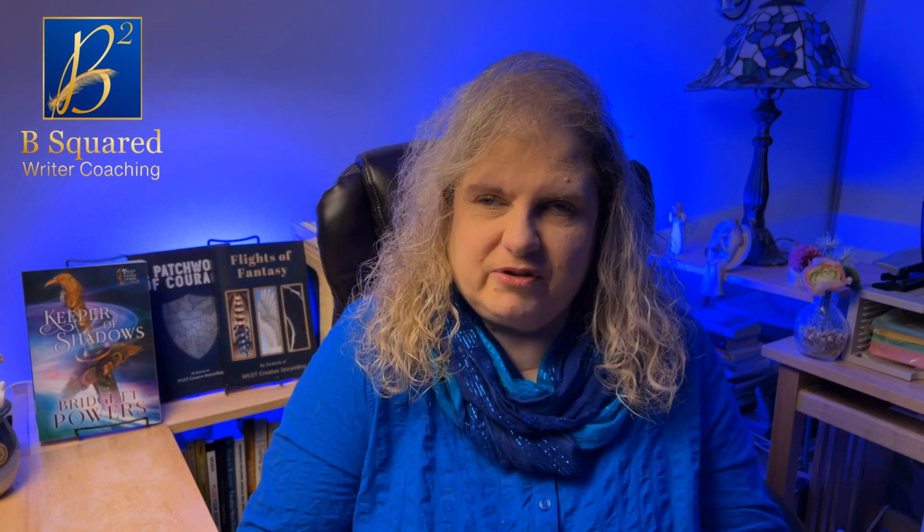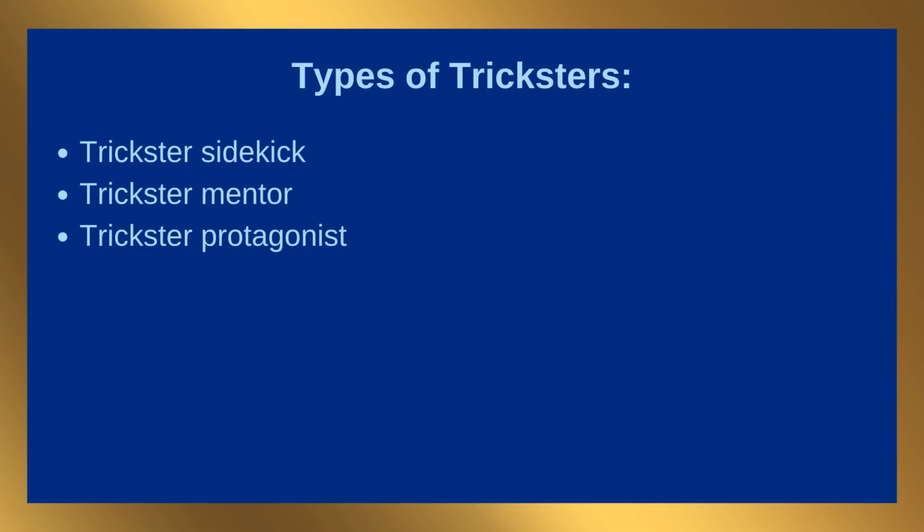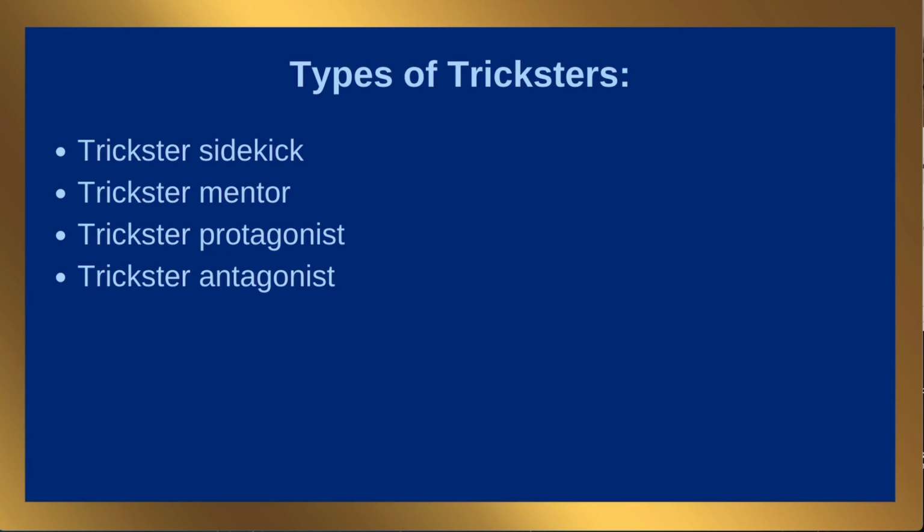There are several types of trickster we can use. The sidekick, the trickster mentor. This often occurs in romantic comedies. The trickster protagonist. In this case, the protagonist plays the role of trickster at least for part of the time to outsmart a foe, or the protagonist may be the lead in a comedy. And the trickster antagonist.